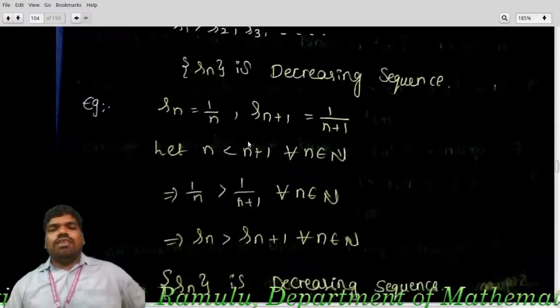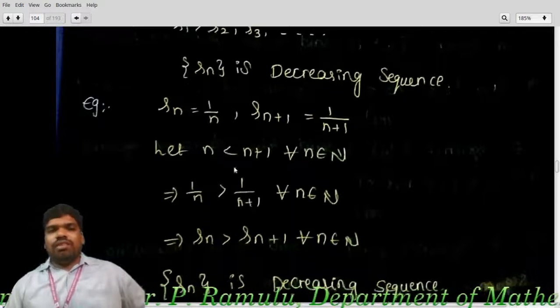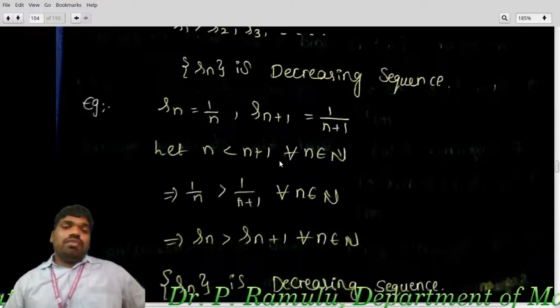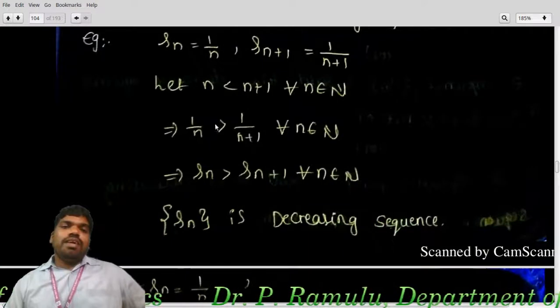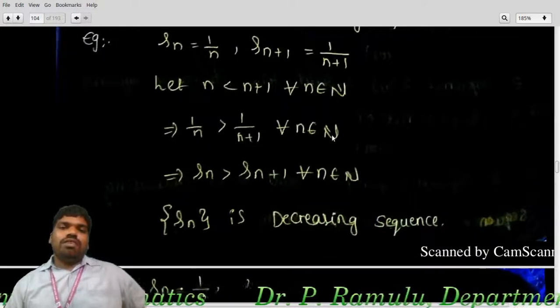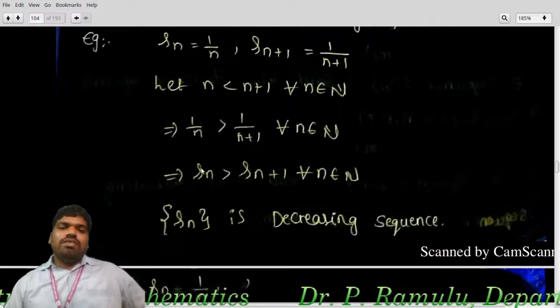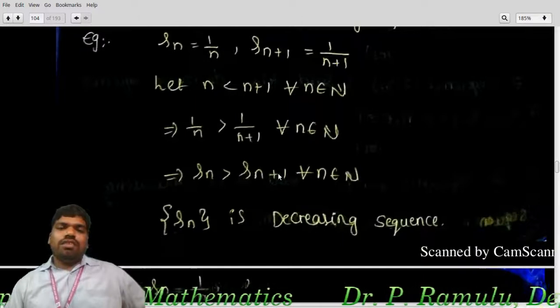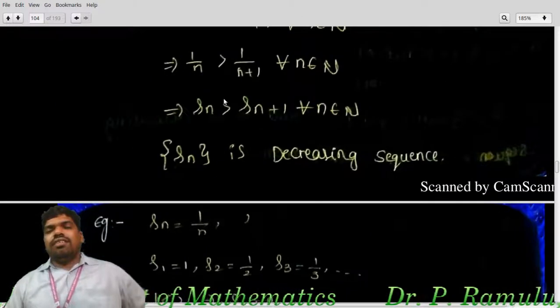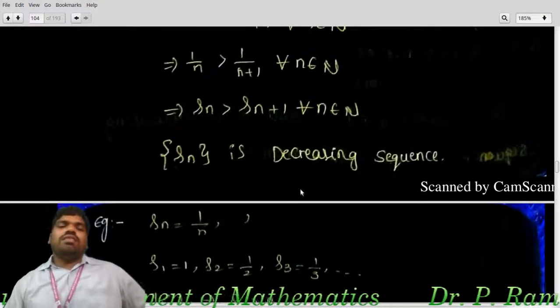Sn = 1/n, Sn+1 = 1/(n+1). Let n be less than n+1 for all n belongs to N. 1/n is greater than 1/(n+1) for all n belongs to N. This is nothing but Sn, and this is nothing but Sn+1. Therefore, Sn is a decreasing sequence, right?